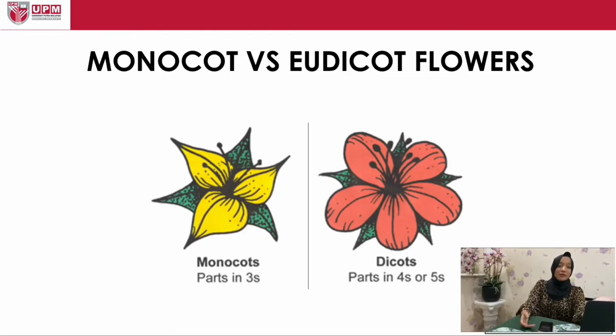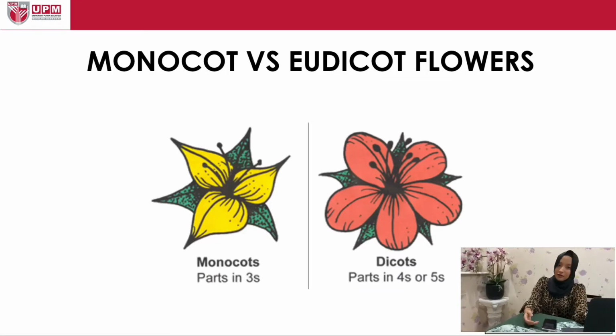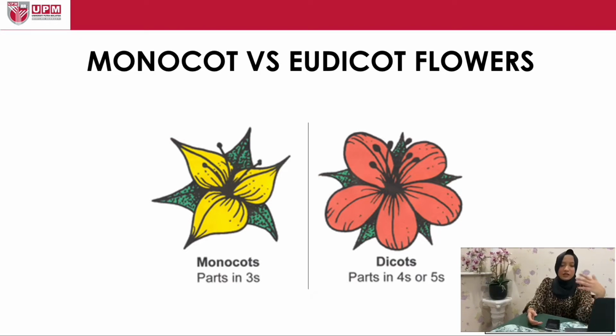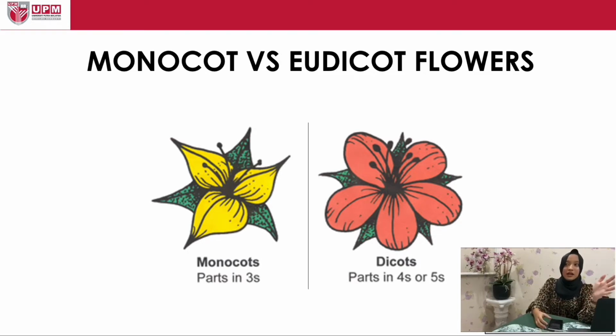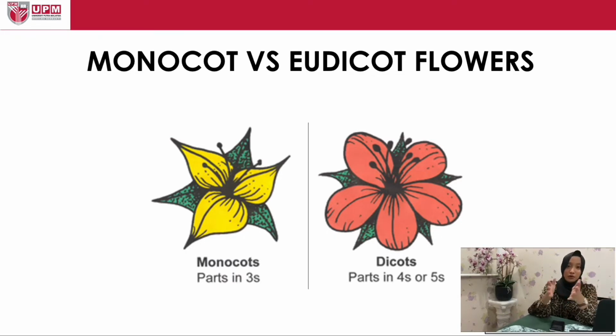Next, I'll be presenting regarding monocot versus eudicot flowers. Now we are going to look through the differences. In terms of flowers, monocots tend to have flower parts or petals in multiples of 3, while eudicot flowers normally tend to have flower parts or petals in multiples of 4 or 5. As an example, the black-eyed Susan normally has 21 petals, which is a multiple of 3, so that makes it a monocot flower. A wild rose normally has 5 petals, so it is a eudicot flower.